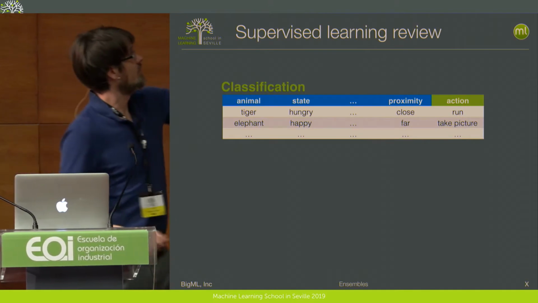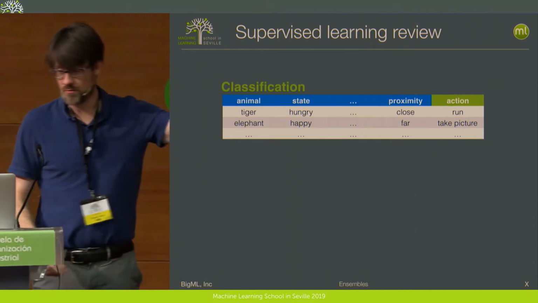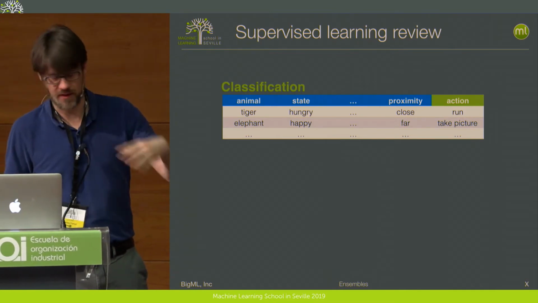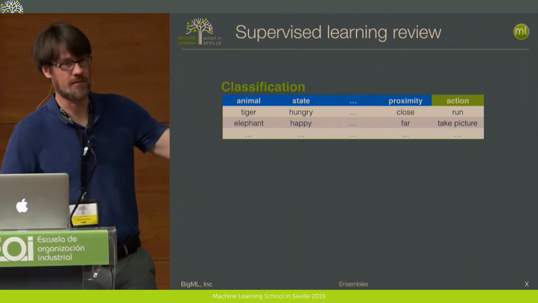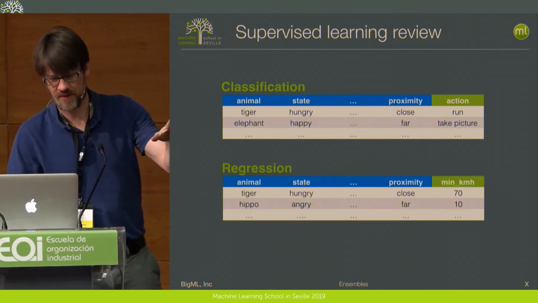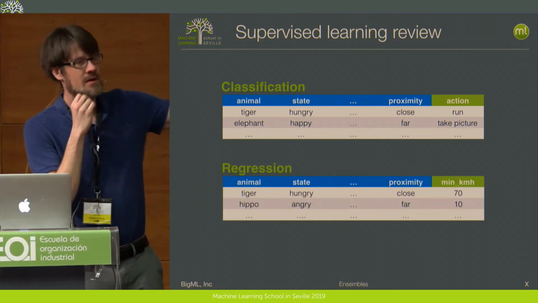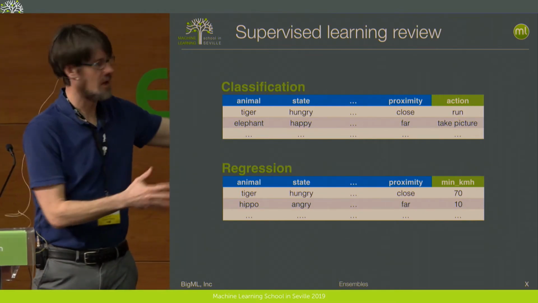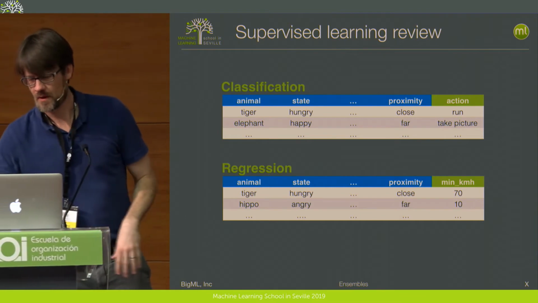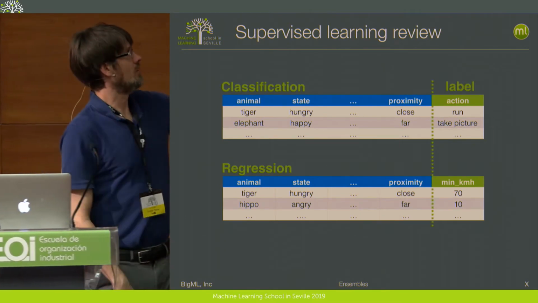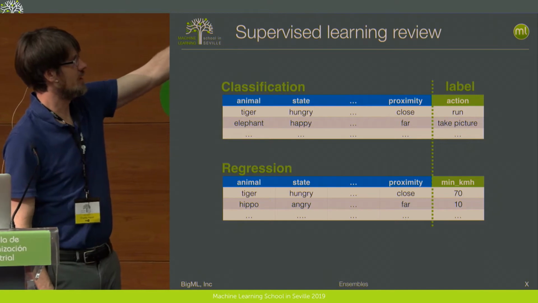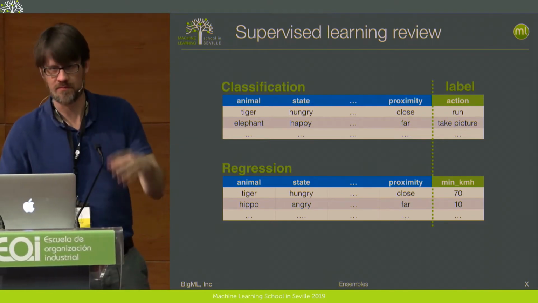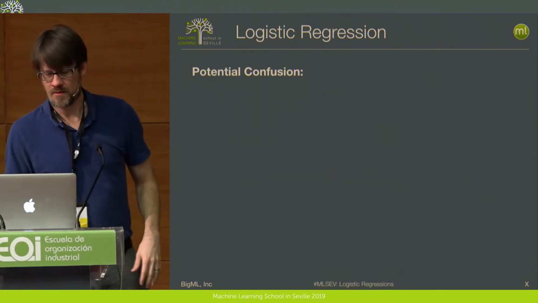So remember, supervised learning. We have two basic types of supervised machine learning problems. This is oversimplifying dramatically. There are a lot of other supervised machine learning problems. But these two basic types that we can solve are classification and regression. In classification, we're predicting a label, right? In regression, we're predicting a number. And so this is the objective variable. We can call it the label. But in regression problems, the label is numeric. In classification problems, the label is a category.